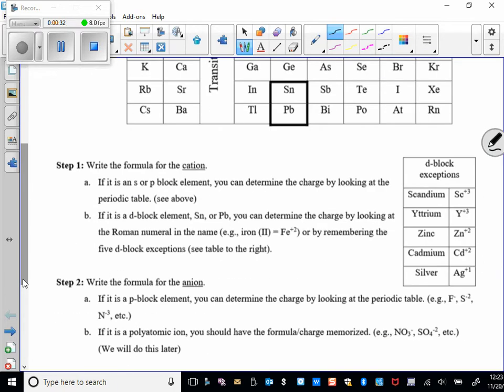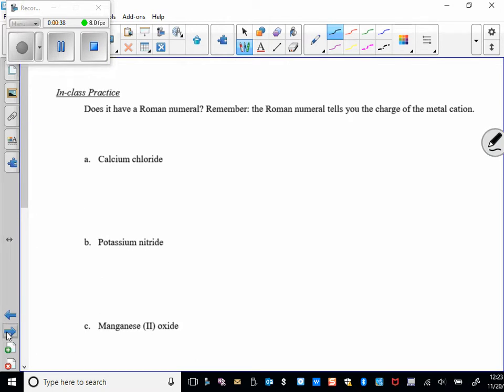This does list all the steps, but we're going to skip all this and go to the next page. I'm going to teach you how to do this. We're doing the opposite. Now the name has been provided. We're going to learn how to write the formula. So the first one says calcium chloride.